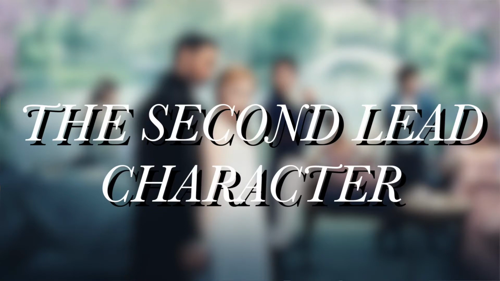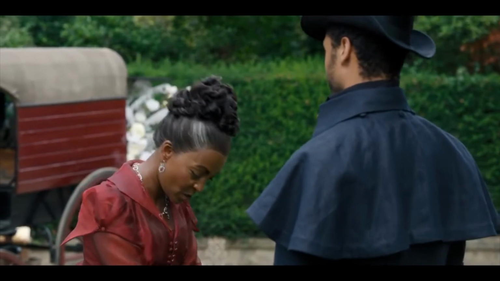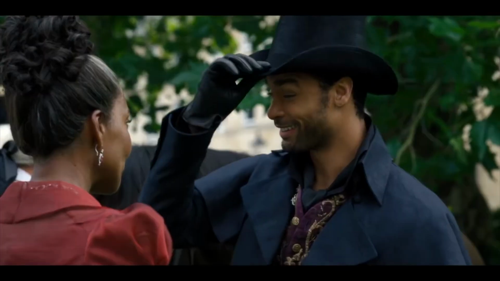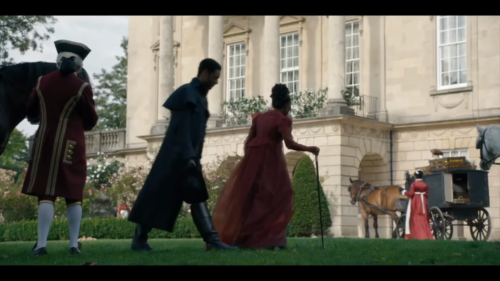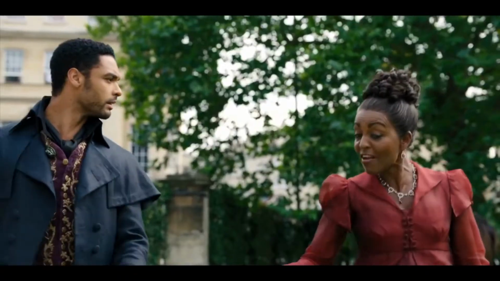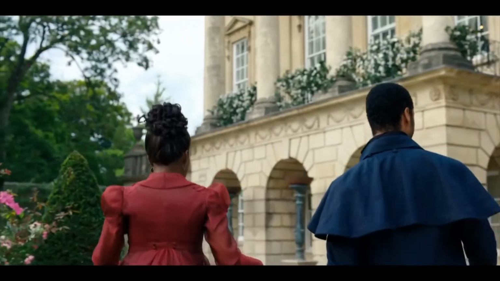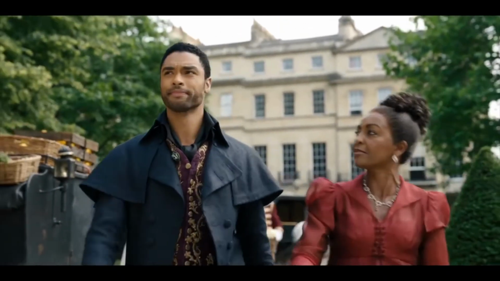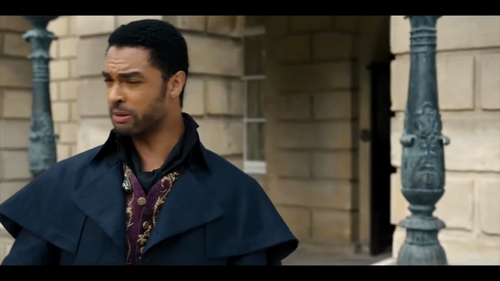The second lead character. We're introduced to Simon, the Duke of Hastings. He arrives at Lady Danbury's estate. She was a friend of his late mother and raised him. His father just died and he came to London on some business. Lady Danbury is hosting the season's opening ball and tells him to make an appearance. The Duke doesn't want to because he doesn't want to get married, but he reluctantly agrees to attend.